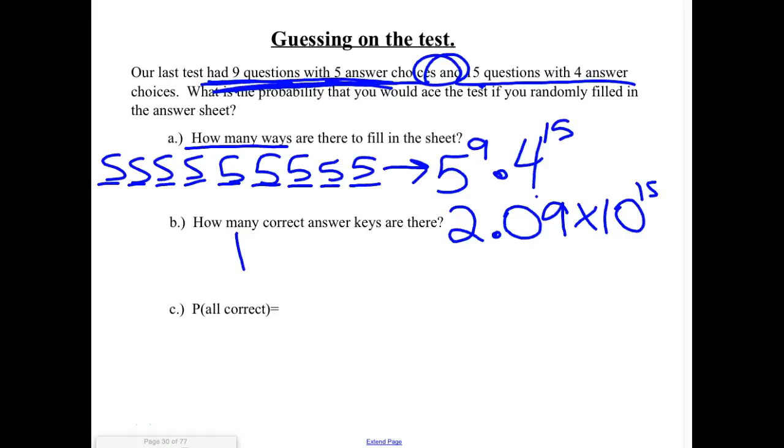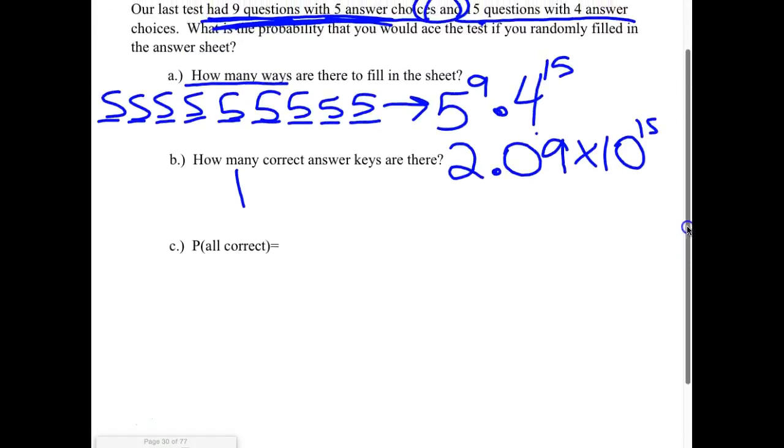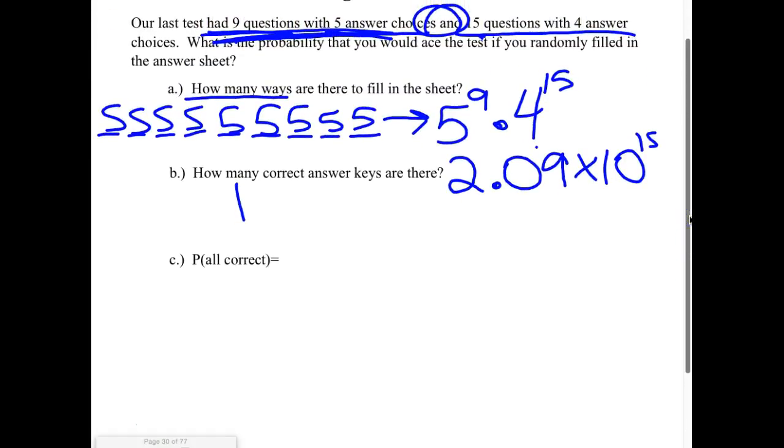Okay. So then, if I'm trying to figure out all correct, well, there is one correct answer for each of these, and total, these are all of the ways that you could fill in your test. So the probability on that is not great. That's why we do not want you to randomly fill those out. We would like it if you would study and actually get those correct.